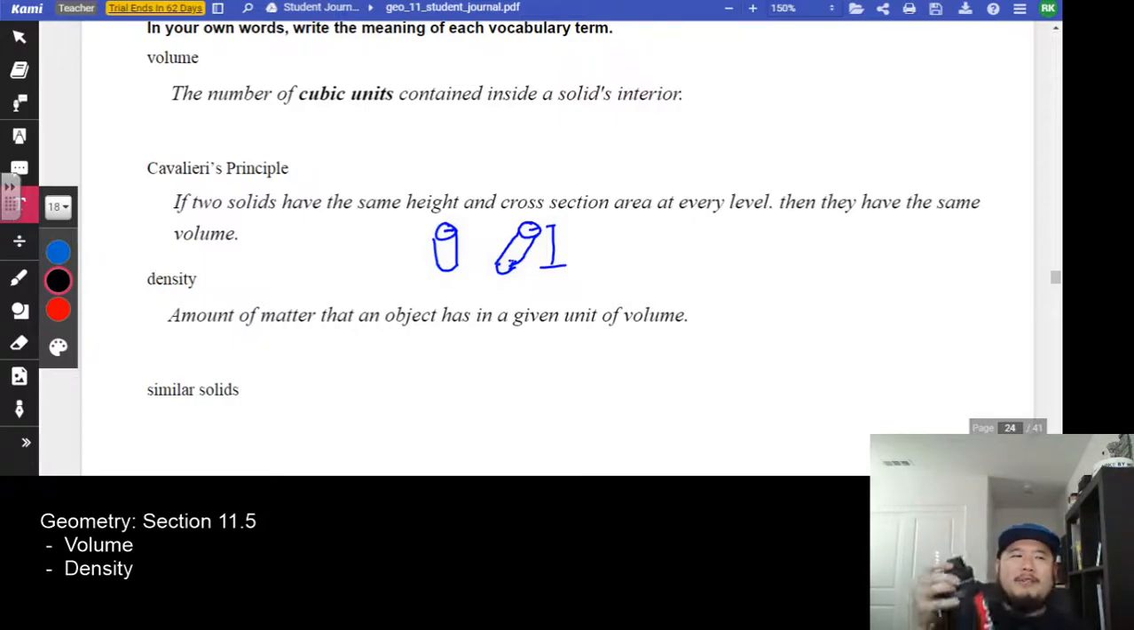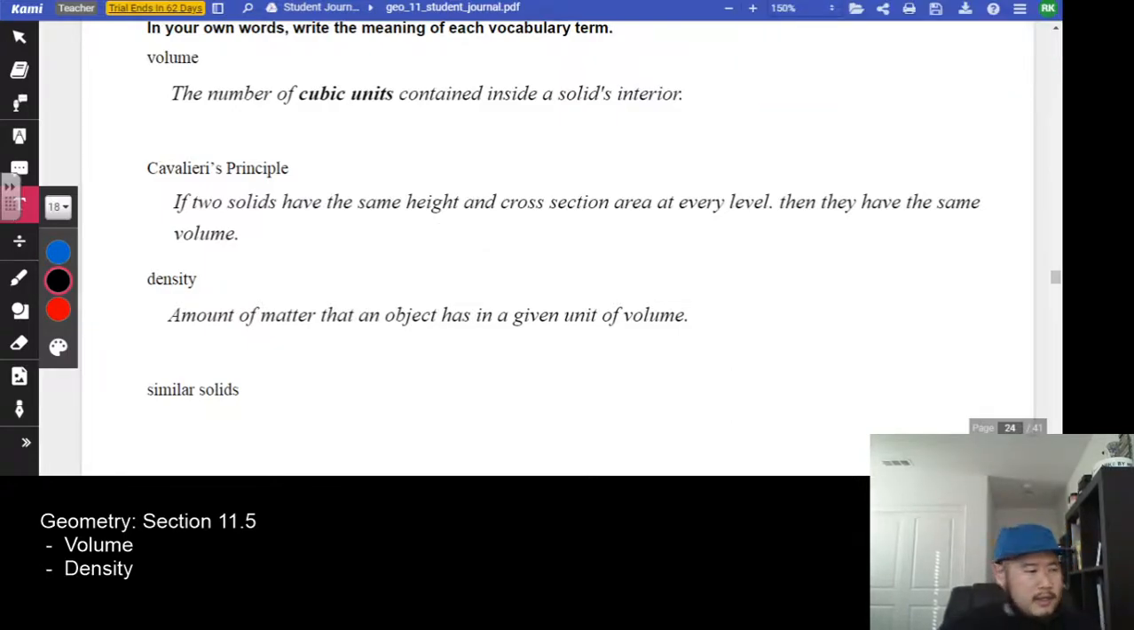Another way to think about it is this: if I were to fill this container up with water and weigh it, then empty the contents and fill it up with gasoline, the bottle filled with water will actually weigh more than when filled with gas, due to the concept of density. When we come to similar solids, we will come back to that.